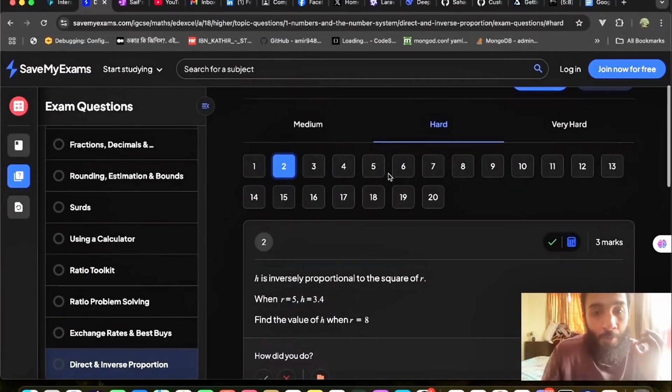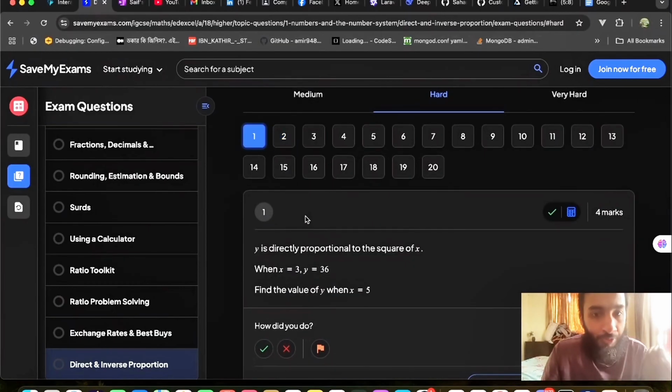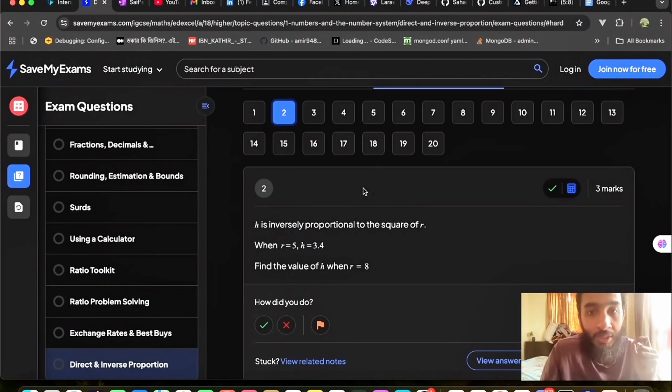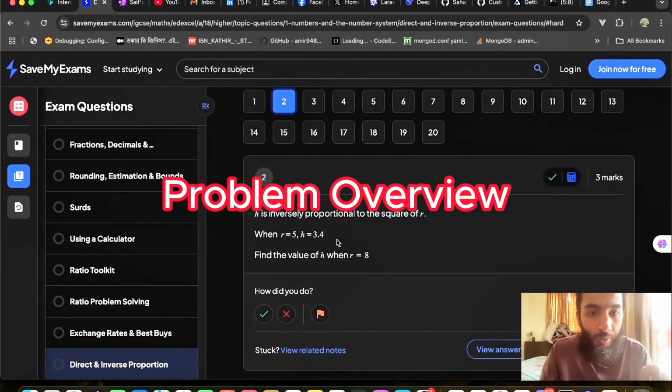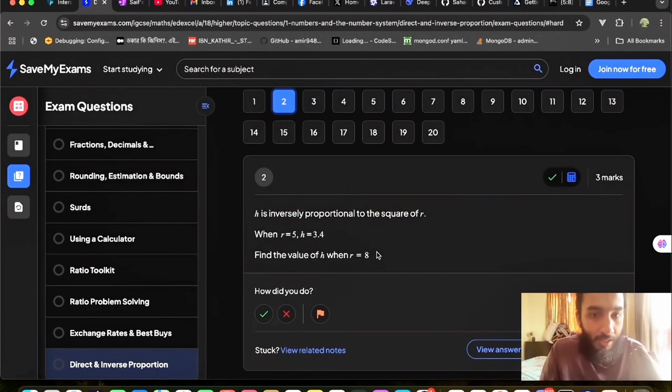I'll now focus on problem number 2. In problem 1, we encountered a direct proportion problem. In problem number 2, we'll focus on an inverse proportion problem. So let's read the problem. It says a variable h is inversely proportional to the square of r. When r is 5, h is 3.4. You have to find the value of h when r is 8.